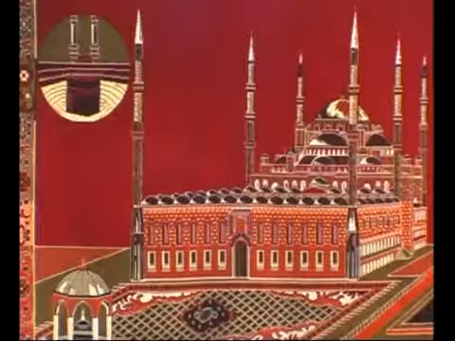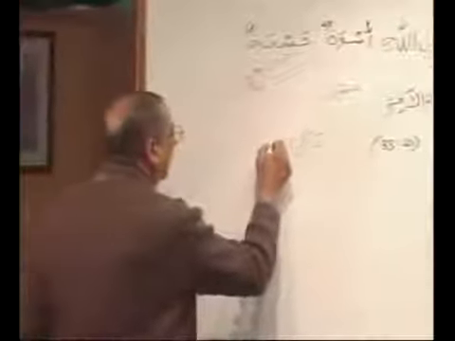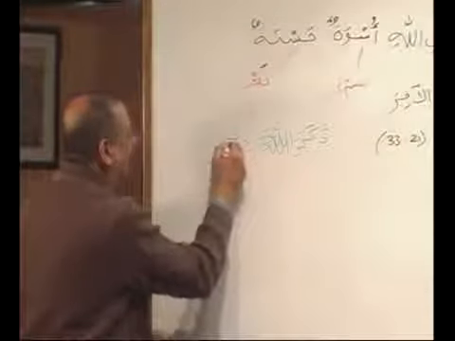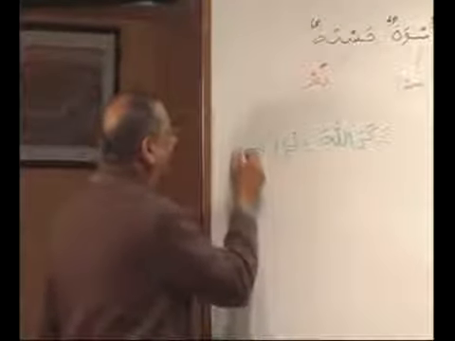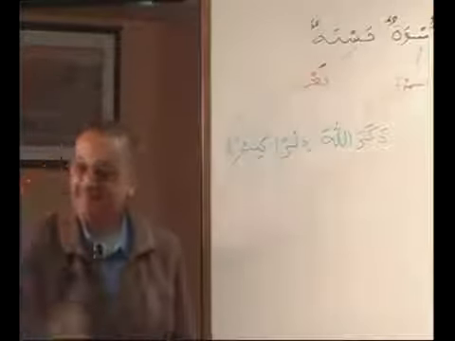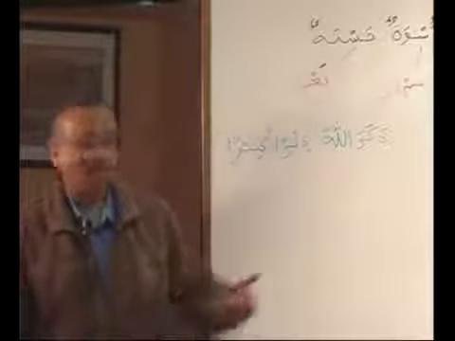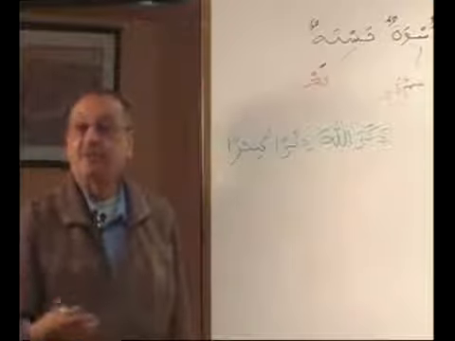Now, if you were to write it, brothers and sisters, it would be like this, brother. Zakarallahu zikran kathiran. MashaAllah. Brothers and sisters? Zakarallahu zikran kathiran. So what is zikran? This is the masdar from zakara. And this is the Arabic way of emphasizing.